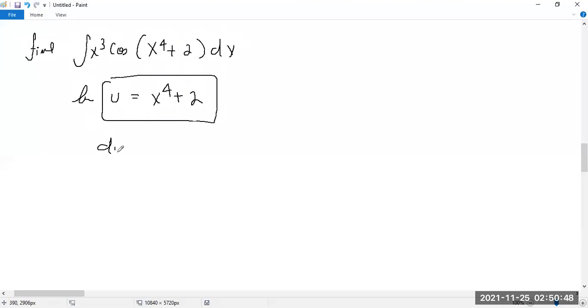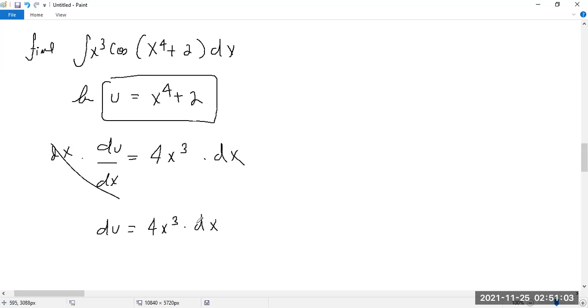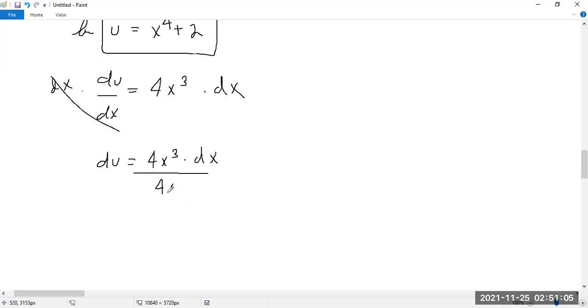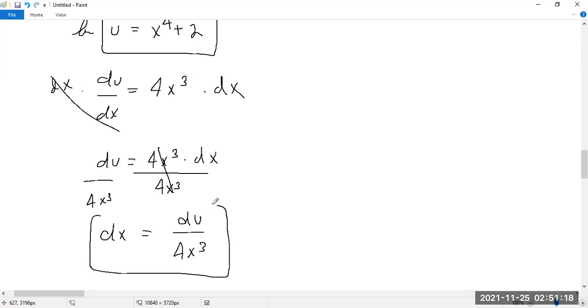Take the derivative: du over dx equals 4x to the 3rd. And then, of course, solve for dx. Isolate the dx, basically, is what I'm trying to do here. So I now know that dx equals du over 4x cubed.